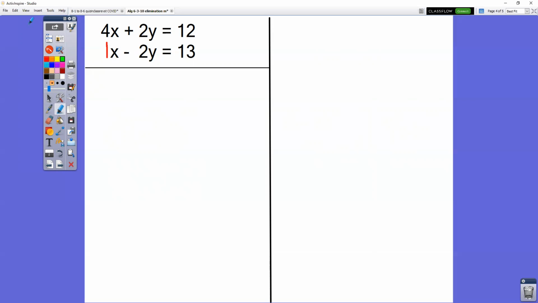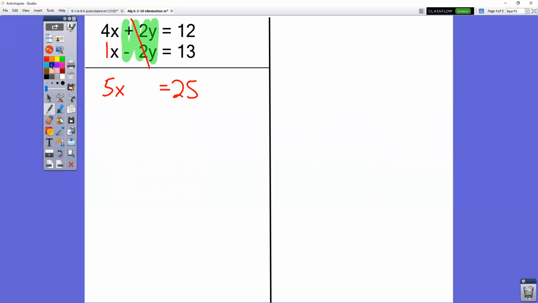So when we take a look at this one, you have opposites right here with your y's, because you have a positive 2y and a negative 2y. Your first step in all of these questions today is to add going down. 4x plus 1x is 5x. When you add going down, those y's cancel out. Bring down your equal sign. 12 plus 13 is 25.